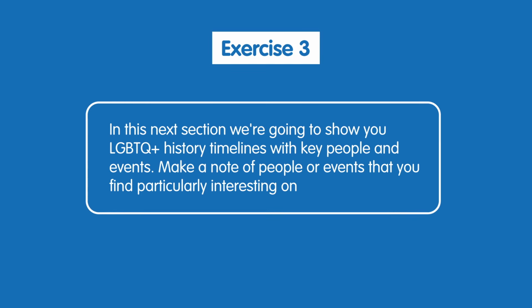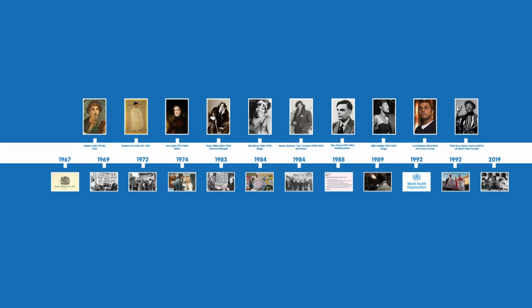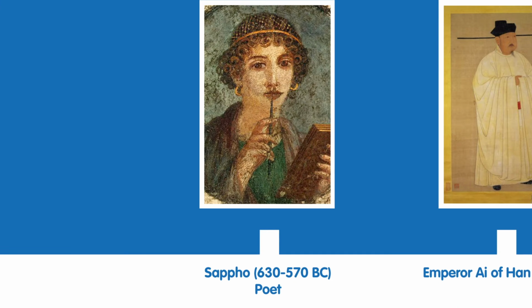In this next exercise, we'll be looking at an LGBTQ history timeline. Please make a note of 2 or 3 people or events that you find interesting, and we'll come back to that in a second. This is a timeline of key lesbian, gay, bisexual people and events.